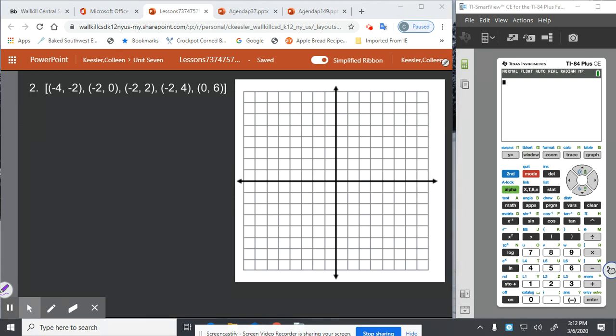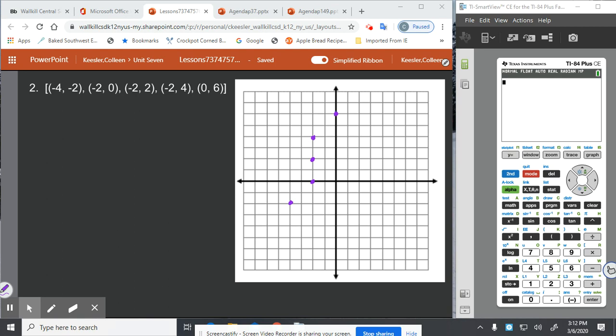So number 2, we have negative 4, negative 2, so that's left 4 and down 2. Then negative 2, 0 is left 2, stay at 0. Negative 2, 2, left 2, up 2. Negative 2, 4, left 2, up 4. And 0, 6, stay at 0, go up 6.